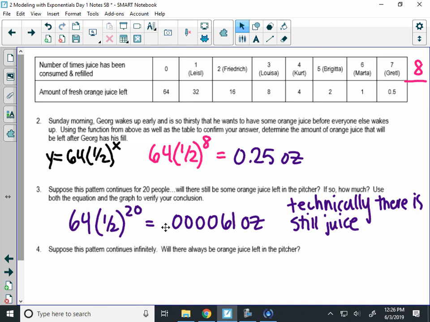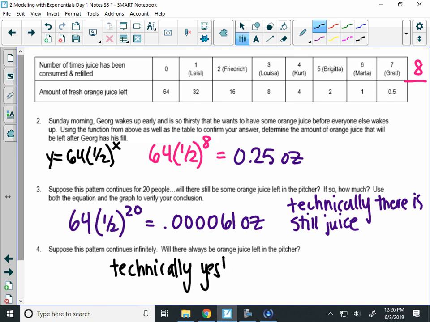Now if this pattern continues infinitely, will there always be orange juice in the pitcher? Technically, yes. Again, it's going to be a minute amount of orange juice. You won't be able to taste it, but there technically still will be very, very small amounts of orange juice.